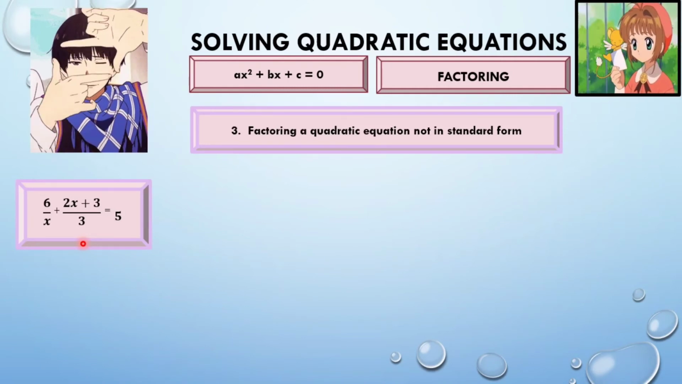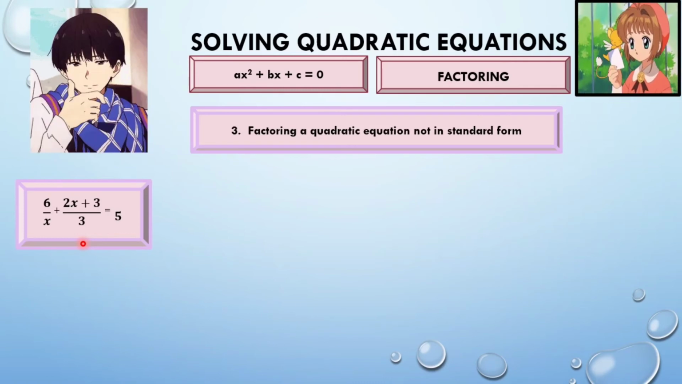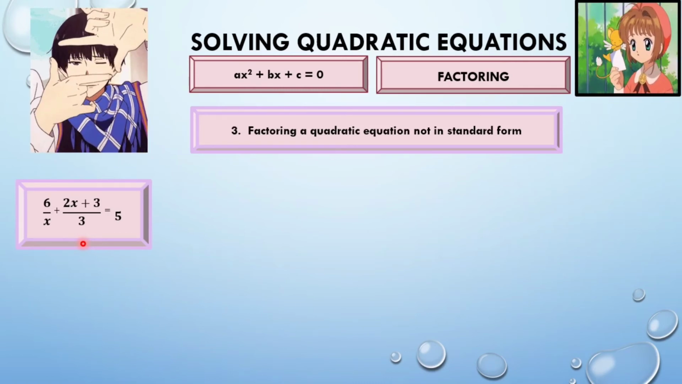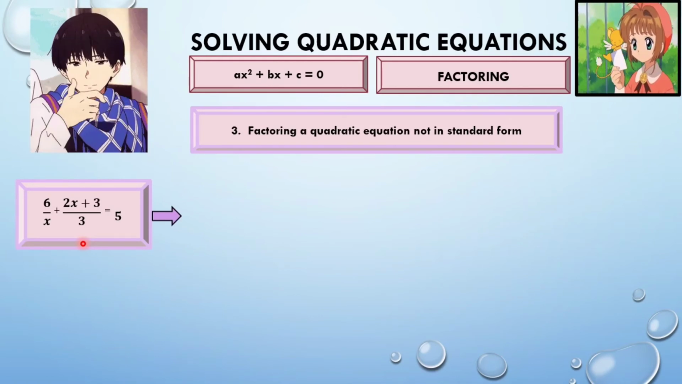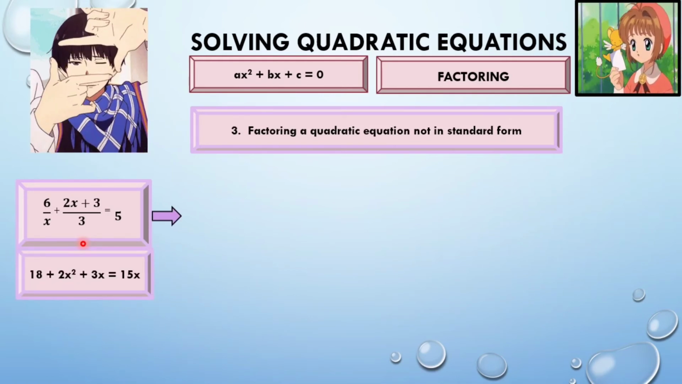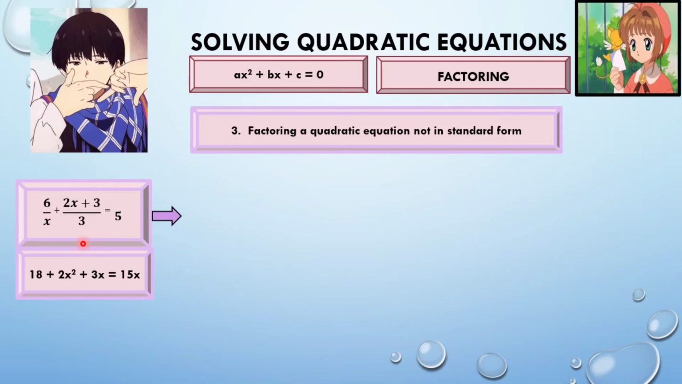Just look, how do you simplify a fraction? That's the main thing. So you just have to multiply it by its LCD. If you have multiplied it already by the LCD, you should have gotten this simplified form: 18 plus 2x squared plus 3x is equal to 15x.